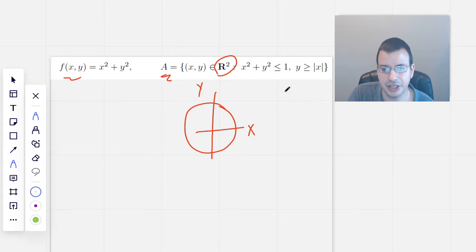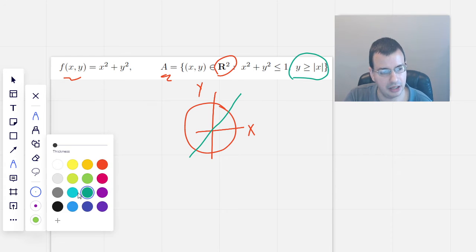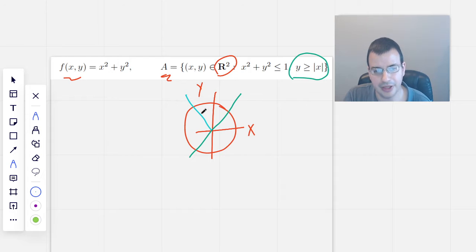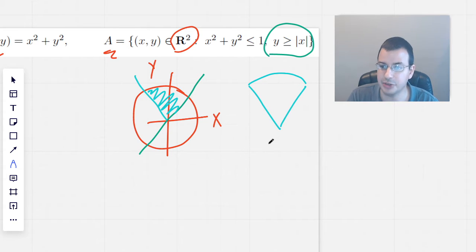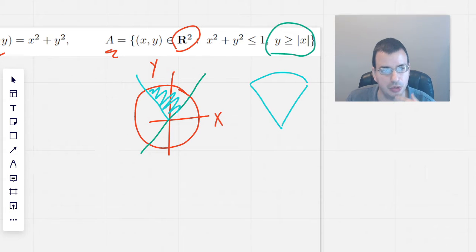And then we also have the condition that y is greater than or equal to the absolute value of x. So y equals x is that line. And when we do the absolute value, we pick up this line over here. So this is going to be the region of y greater than or equal to absolute value of x. Is it this region or is it that region? Well, if you look up here, this is where the value of y is going to be greater than x. So the region that we're concerned with is going to be that, kind of like a little slice of pizza or pie. So we're going to have something kind of like that as a region we're integrating over.